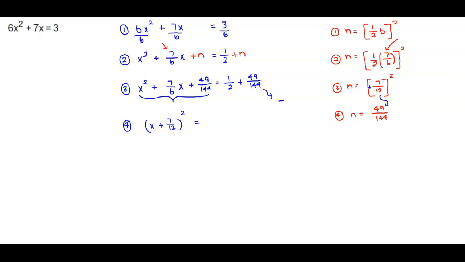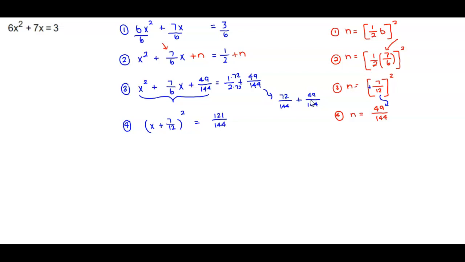We need to find a common denominator between 2 and 144. We know that that's 144. So 2 times what is going to give us 144? The answer is 72. So 2 times 72 gives us 144, and then 1 times 72 is 72. Then we need to add the 49 to get that particular fraction. So we add these two together: 72 plus 49 is going to equal 121, and that's over 144.